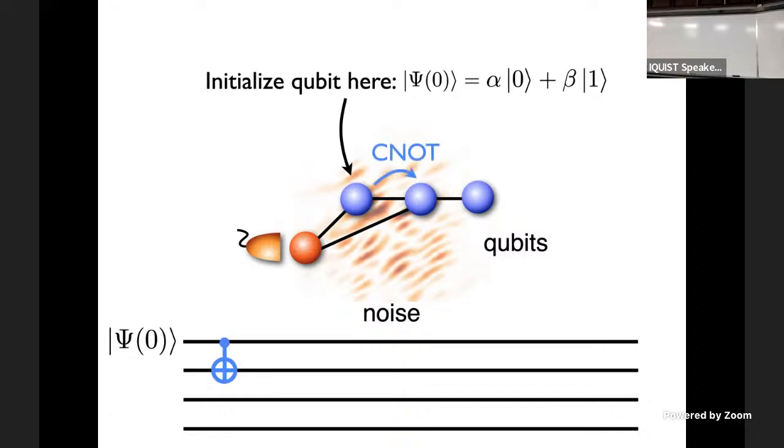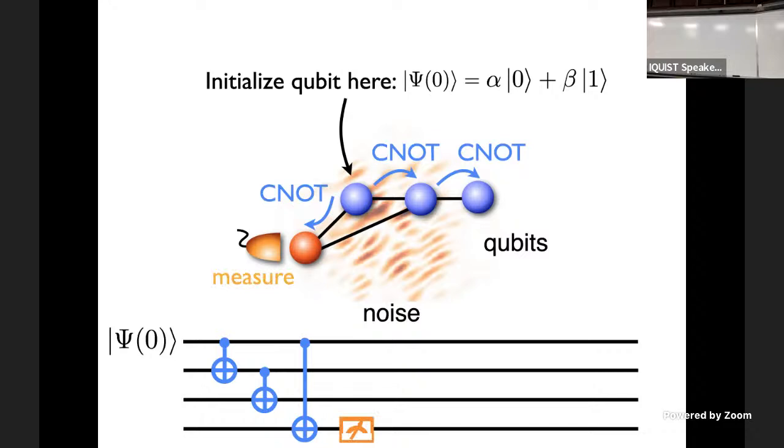This is really how the agent starts, with randomly different actions. One action might be a two-qubit gate, a controlled NOT, so I flip the second qubit depending on the state of the first. I do it again for another pair of qubits, and again. And then maybe I choose to measure. For example, I measure this qubit. Now, if you followed very carefully what happened here, this sequence generated an entangled state.